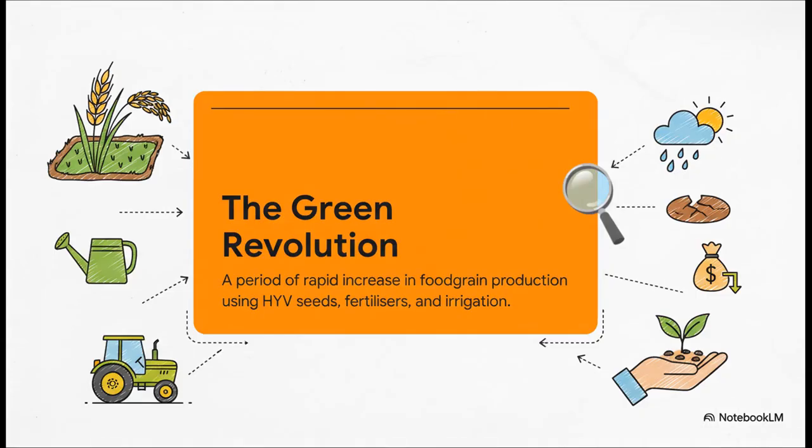But it's not all challenges. The biggest success story by far is the Green Revolution. You see, back in the 1960s, India was facing a severe food crisis. But by introducing new high-yielding seeds, fertilizers, and better irrigation, we dramatically increased our food production, especially wheat and rice. It was an amazing effort that made our country self-sufficient.